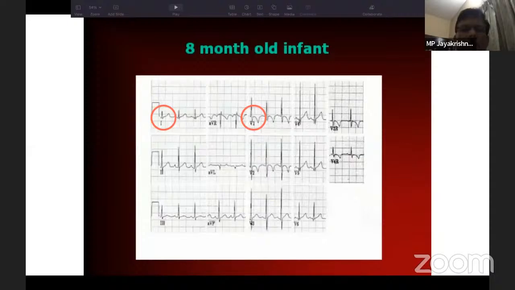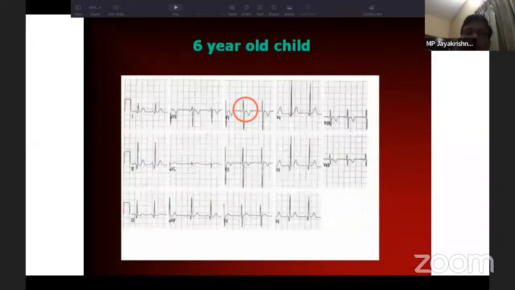This is an 8-month-old baby. Gradually, the QRS complex that was predominantly negative in lead 1 has become positive now. That's a change that happens as the baby grows. The left ventricle is becoming a little more dominant now. But the tall R wave in V1 is persisting there. You can see that, and the inverted T wave is very much established in V1.